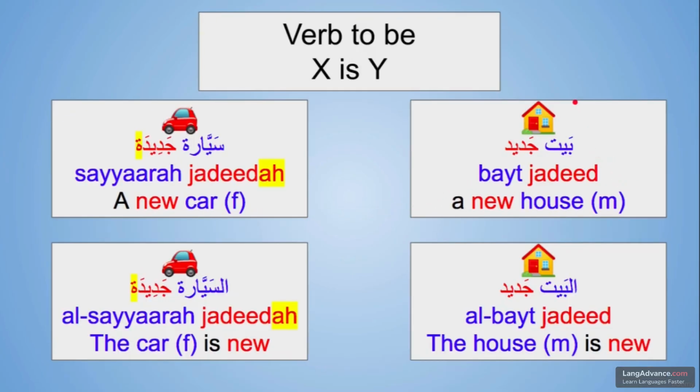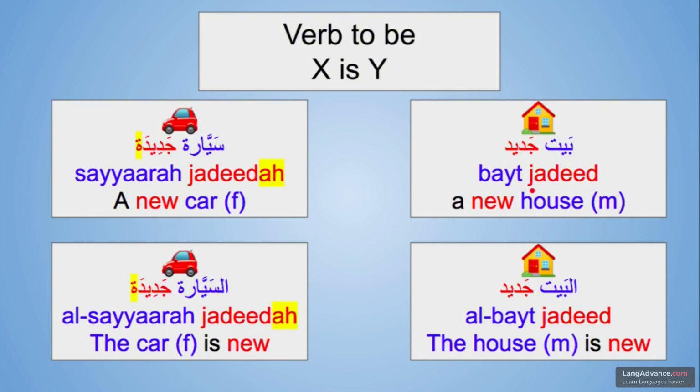And now we move to something very important, which is when we want to say something is something. So we want to say, for example, the house is new. Notice that it is very similar to when we say a new house, but the structure is different. When we want to say a new house, it is Bayt Jadid. So Bayt is indefinite and Jadid is indefinite.